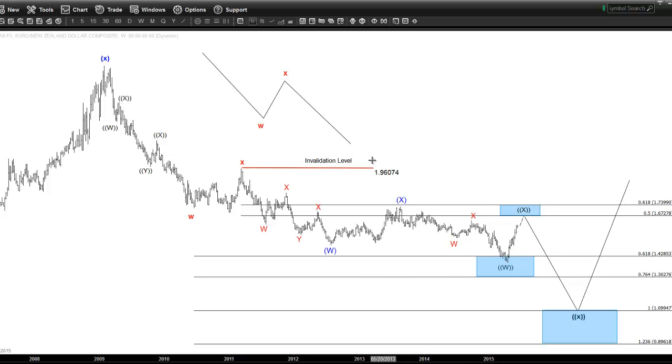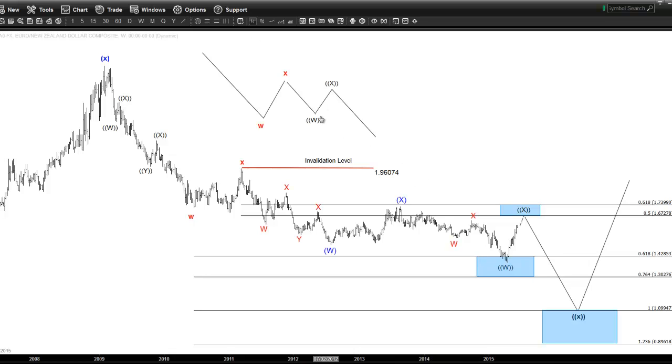As you can see, the internals here is actually a double structure. So this is simply a double like this, and this one would be your W right here, and this one would be your X. So this one would be your fifth swing. This one is supposed to be 1 2 3 4 5 6 7. So this one is your fifth swing here, and this one is your sixth swing, and then we are now looking for the seventh swing to complete this WXY structure.